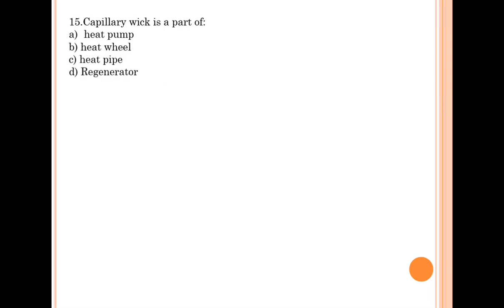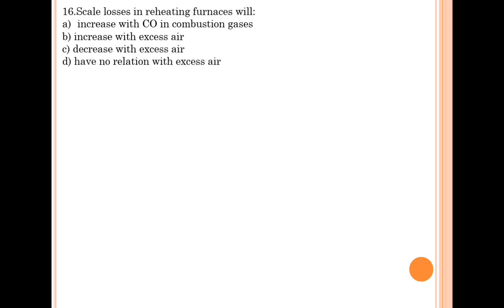Question number 15. Capillary wick is a part of. The answer should be heat pipe. Option number C is the answer, because a heat pipe can transfer heat 100 times more than copper, which is the best conductor. So here the answer is option C, that is heat pipe. Question number 16. Scale losses in reheating furnace will. The option should be here increase in excess air. Yes, option B is the right answer.